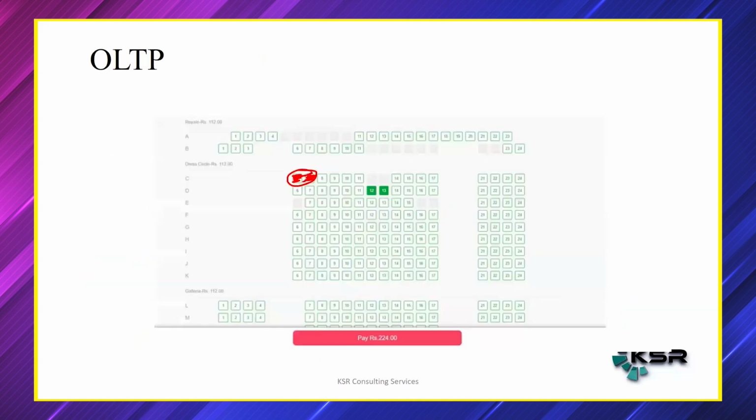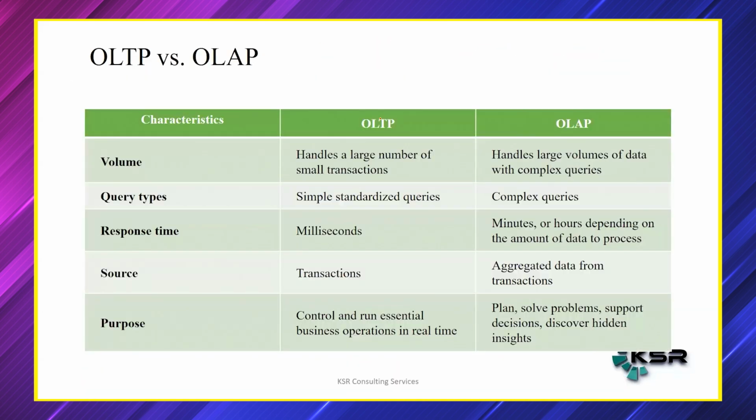Now let me show you a small comparison in terms of OLTP and OLAP. This handles a large amount of small transactions. Every minute you do some transactions in ATM, it's getting recorded. In each transaction you withdraw 10,000, 20,000, 30,000, it still becomes a transaction and it gets tracked.